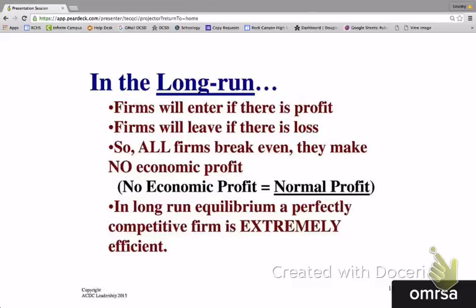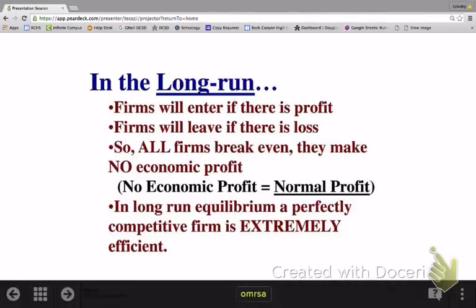So in the long run, all firms break even. They make no economic profit, nor do they make an economic loss. They make a normal profit in the long run under perfect competition. So in long run equilibrium, a perfectly competitive firm is extremely efficient. And that's one of the important points to know about a perfectly competitive industry and firm. It is the most efficient of all four types of market structures.